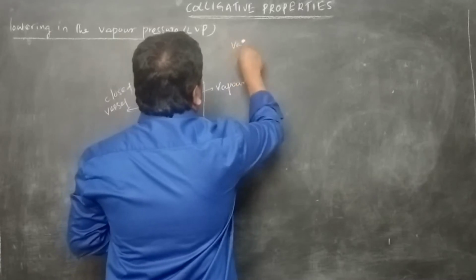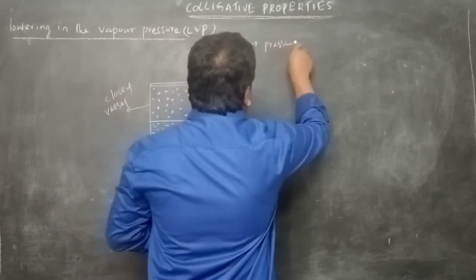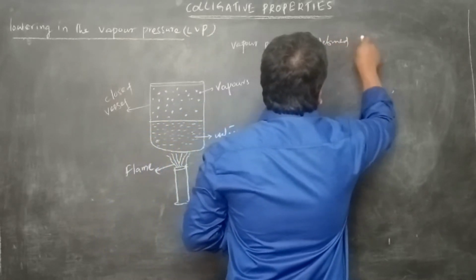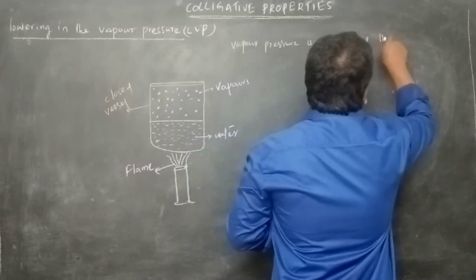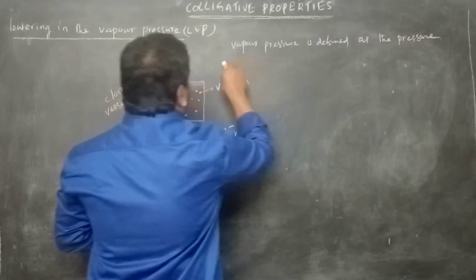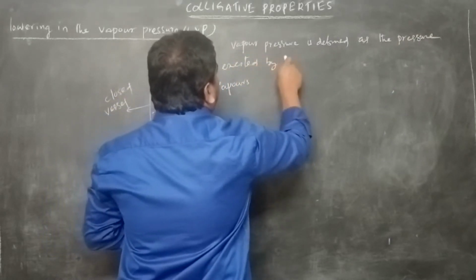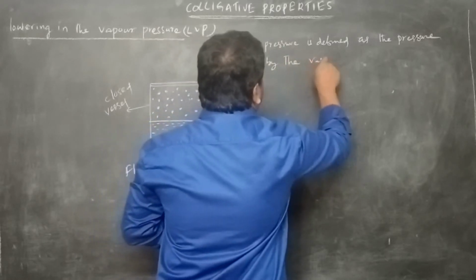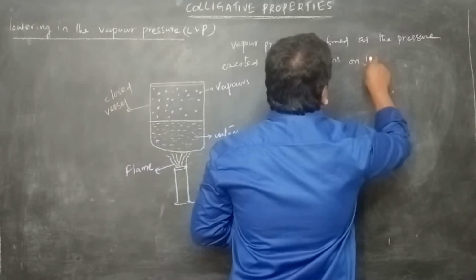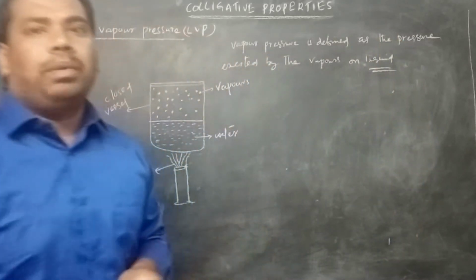Vapor pressure is defined as the pressure exerted by the vapors on the liquid. So that is called vapor pressure.